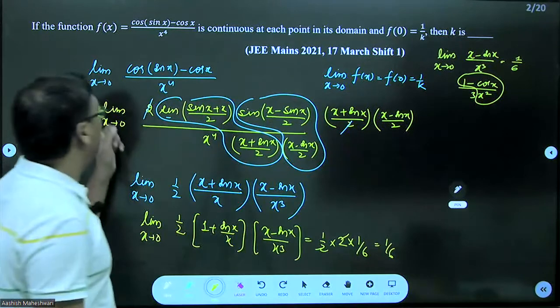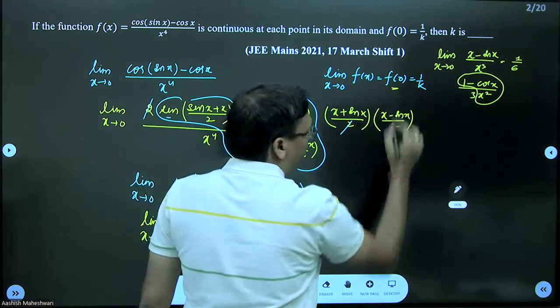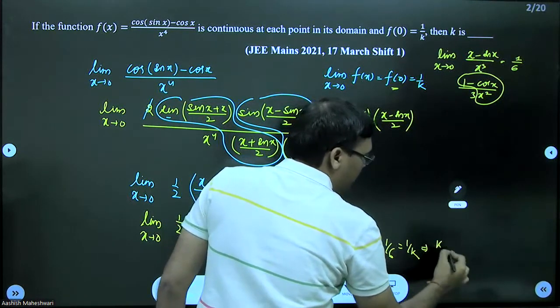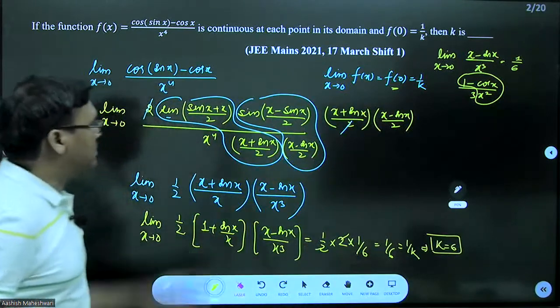So this limit as x approaches 0, what has come? This is 1/6 and this should be equal to f of 0. That is, this is equal to 1/k. So what is the value of k? K is equal to 6. So this is how we can solve this.